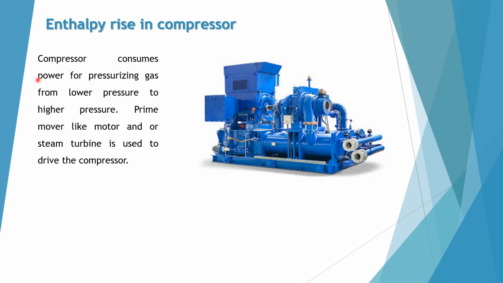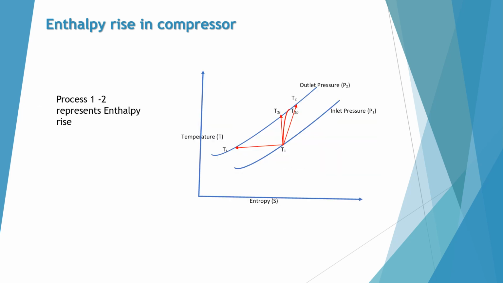Enthalpy rise in compressor. The compressor consumes power for pressurizing the gas from low pressure to high pressure. Prime movers like motors and steam turbines are used to drive the compressor. The process 1-2, that is T1 to T2, represents the enthalpy rise and the energy imparted to the compressor. Other processes are work head processes or standard reference processes, but the actual enthalpy given to the compressor is the 1-2 or T1-T2 process.